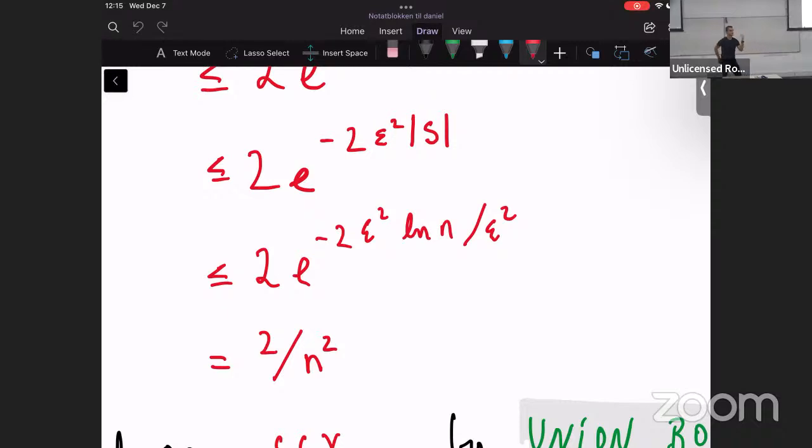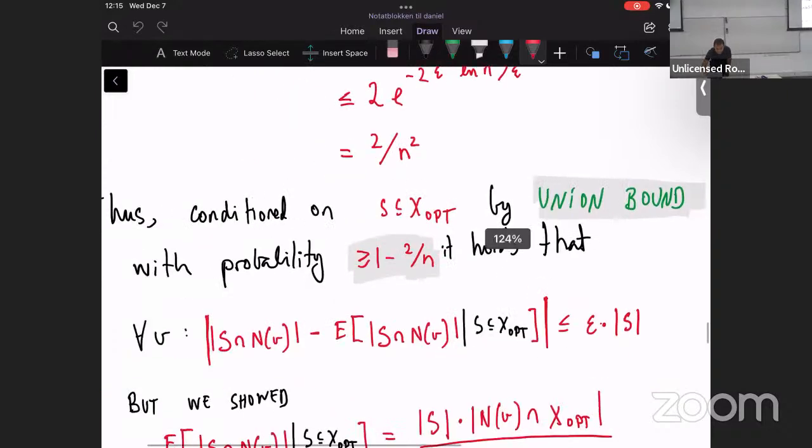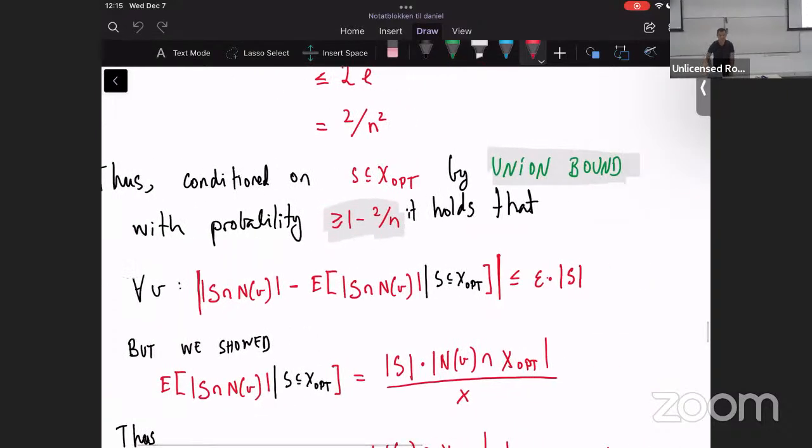Yes, so apply the union bound over all the vertices, and now I get that the probability that for at least one vertex the estimate is bad is at most 2 over n squared times n, so that's at most 1 over n. Yeah, so conditioned on the fact that S was sampled from the optimum solution, the probability of the good event is actually 1 minus 2 over n. So with very high probability, the estimators for all of my degrees into X opt are actually correct.